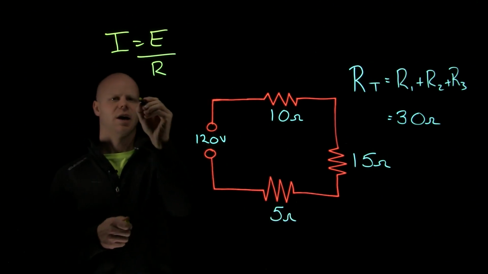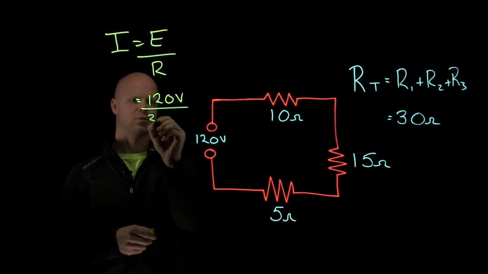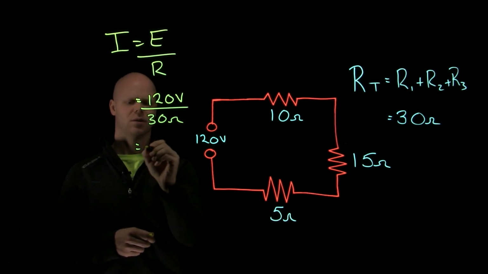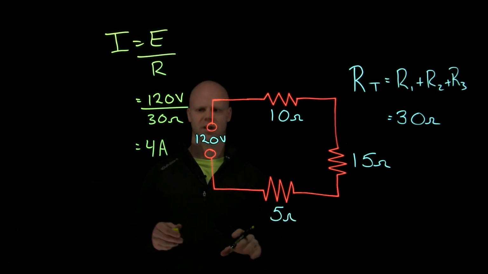So I have 120 volts and 30 ohms. Made it nice and easy for ourselves. I'm going to have 4 amps of current.